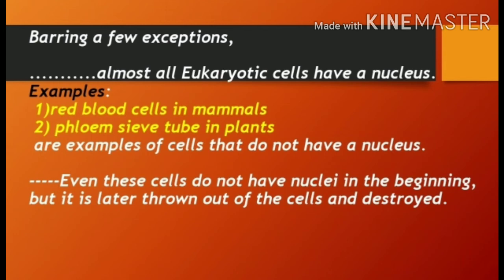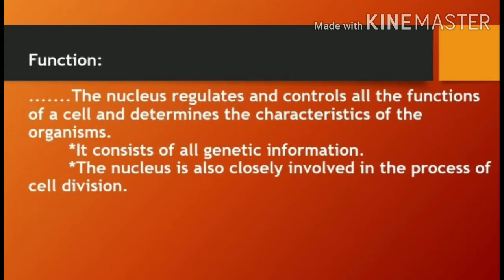almost all eukaryotic cells have a nucleus. Red blood cells in mammals and phloem sieve tubes in plants are examples of cells that do not have a nucleus. Even these cells do have nuclei in the beginning, but it is later thrown out of the cells and they get destroyed. The nucleus regulates and controls all the functions of a cell and determines the characteristics of the organism.